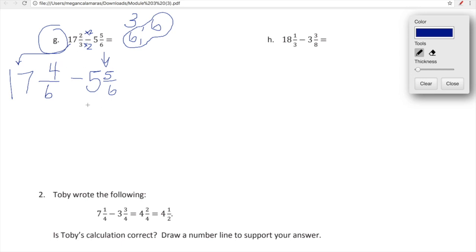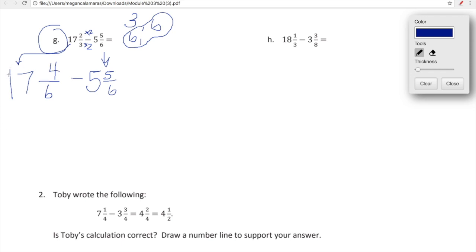Now let's look at this. I think we got a little stung on the previous problem. Perhaps lesson 12 is giving us a little bit more of a challenge than I thought it would be. So you guys are probably already noticing that we can't take 5/6 from 4/6. So what we need to do is rename 17 and 4/6 so that we can have a few more 6ths to work with.